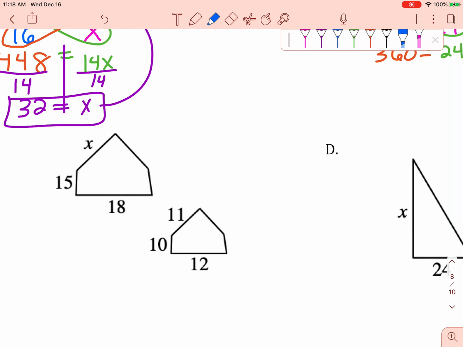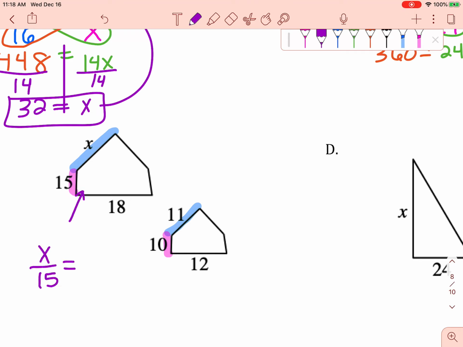Over here, again, just picking out some corresponding sides. I have to use the x. Now it's up to you which of the other two sides you feel like using. I'm going to choose 15 and 10. I like those multiples of 5s. And then you're going to write your proportion. So maybe I'll write this proportion first.